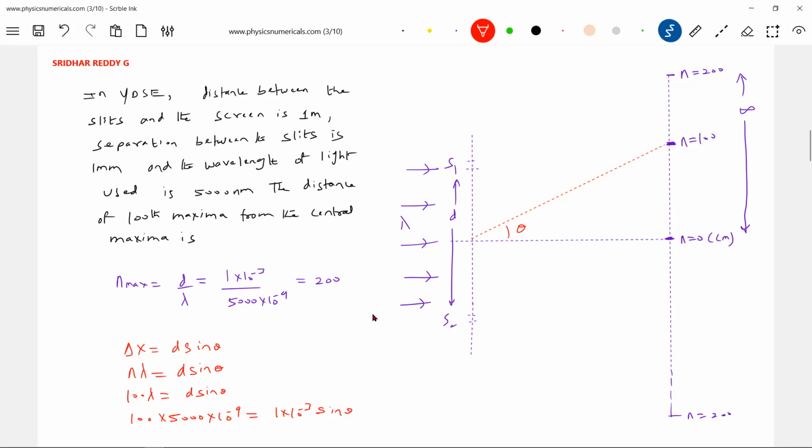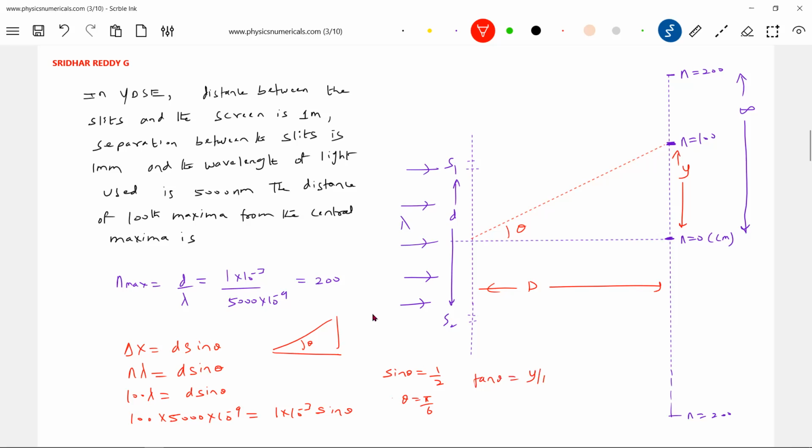Okay, 10 to the power of minus 3, 10 to the power of minus 6, 10 to the power of minus 6, 5. So sine theta will become 1 by 2. Then if sine theta is 1 by 2, we should get the tan theta, as it is asking this distance. Sine theta is 1 by 2. How much will tan theta be? So we'll calculate the tan theta. Sine theta is 1 by 2, so theta equal to pi by 6.